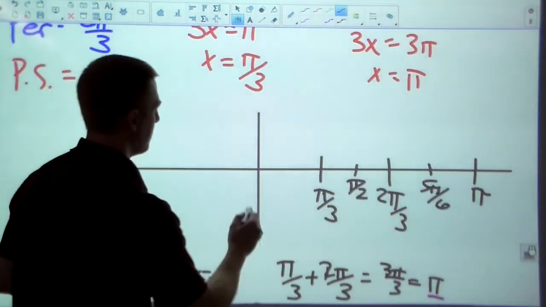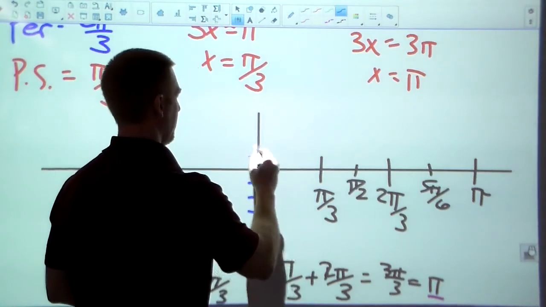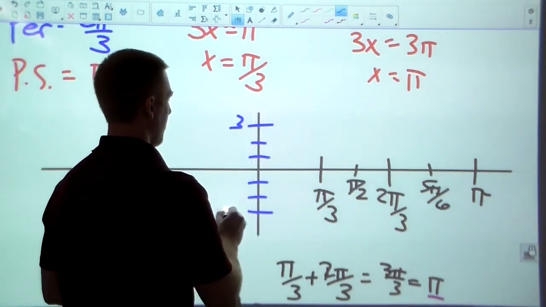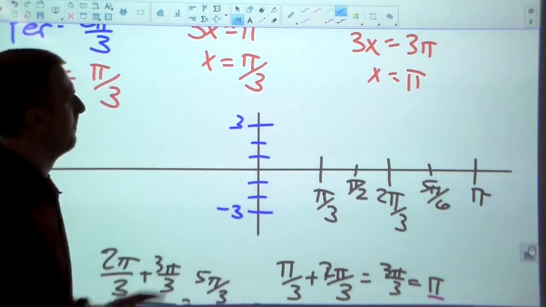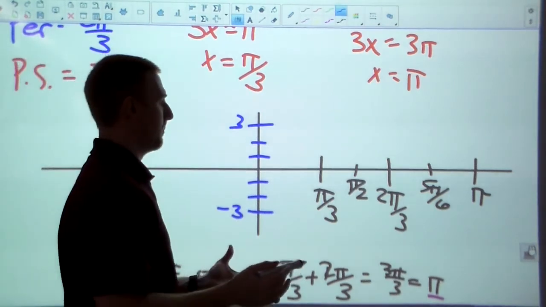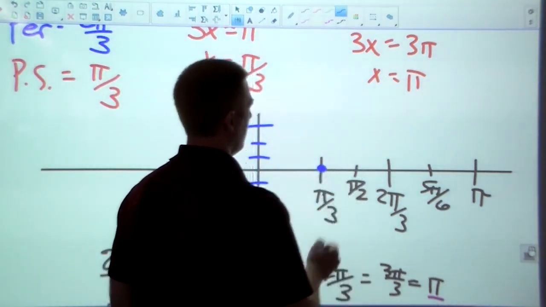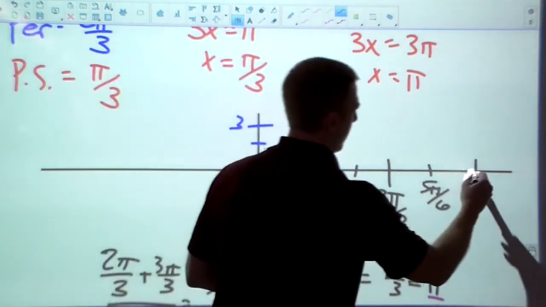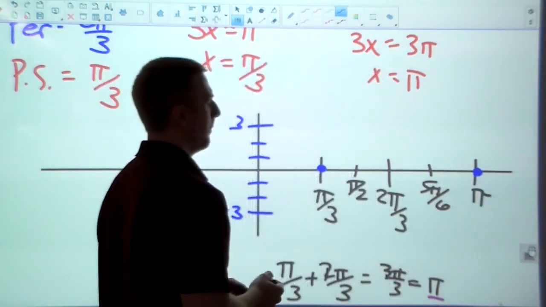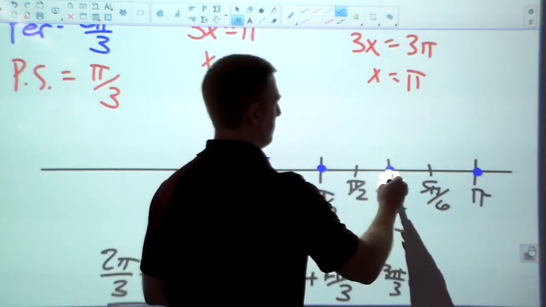Now we'll start off with the amplitude, because that's usually the easiest thing to really worry about. Go up to 3, go down to -3. Make sure you do label that. All right, sine graph typically starts at 0, 0. This one got shifted over to pi over 3, 0, but that's where it'll start. And it'll end at pi, 0. And we know halfway in between it's back to 0.